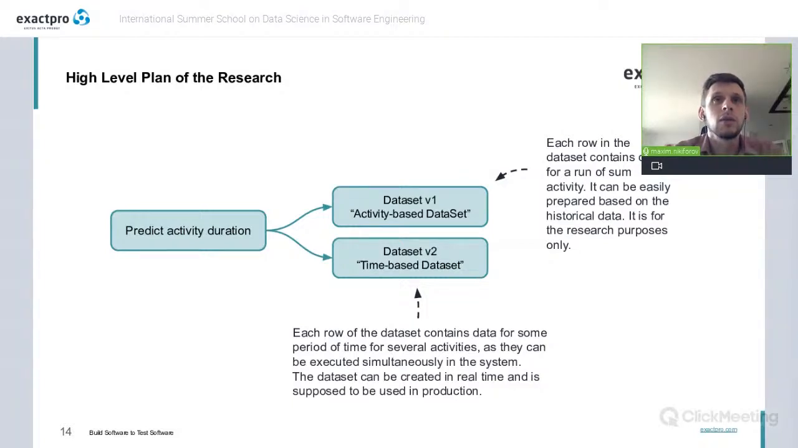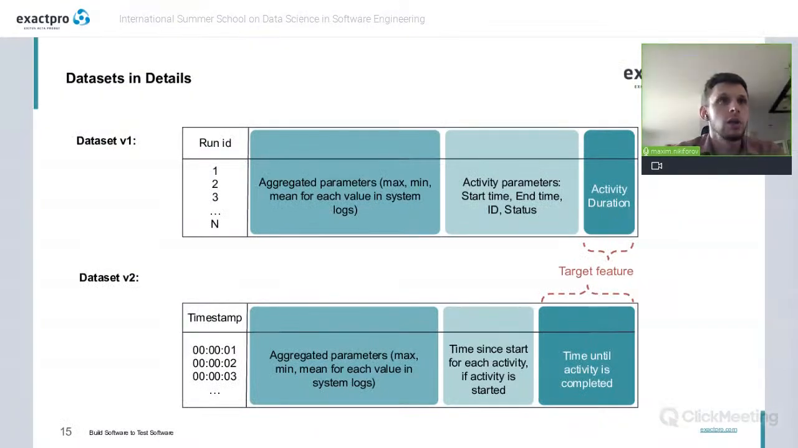So the first data set type is more just for research purposes, because it was quite straightforward in the very beginning to get this information. But it will not be really convenient to get information the same way if you talk about any real tool, real solution. So the time-based data set will be more convenient for this task. On this slide, you can see what information is in both of the data sets.